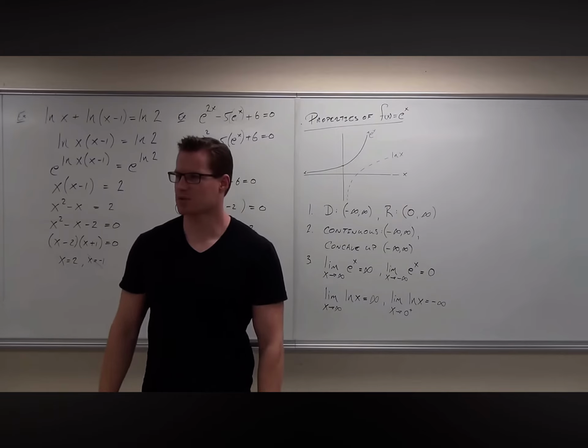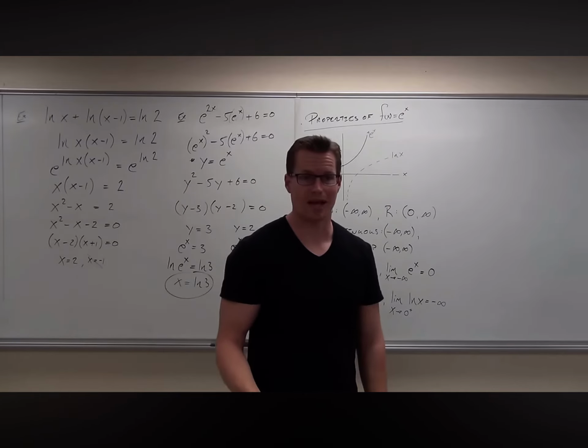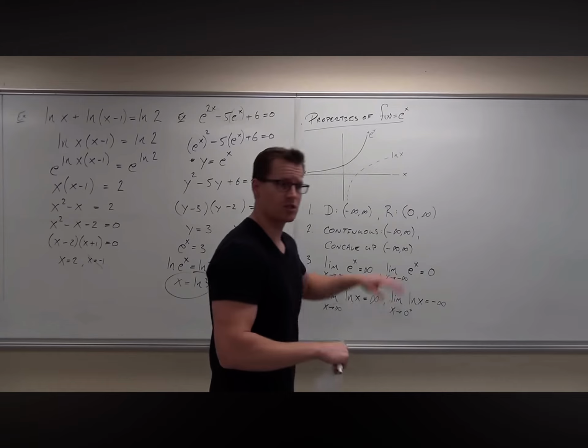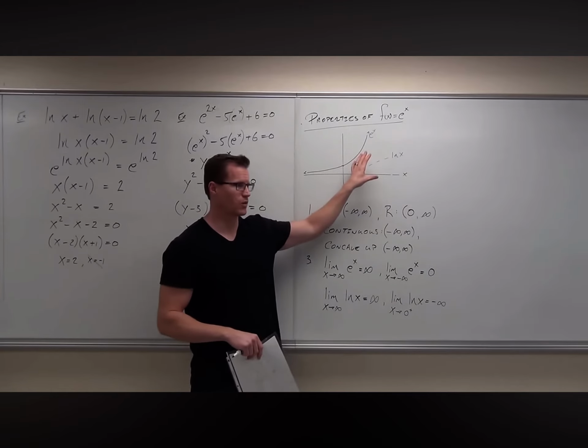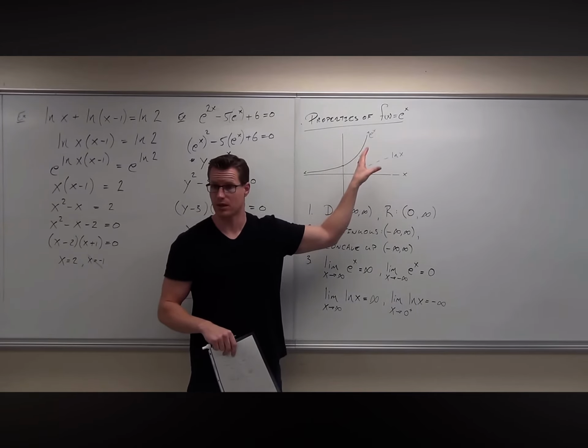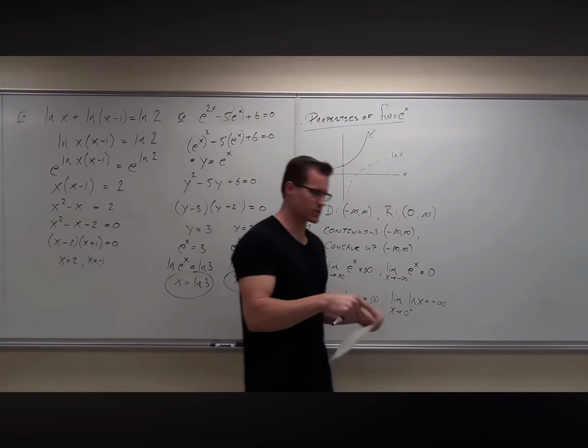Would you like a couple examples on how to use this in some limits? Because you're going to have to. Do you want to see some? Firstly, do these properties make sense now that you have a good picture of what the ln and what the e to the x look like? Good. Let's do some examples and actually apply it.